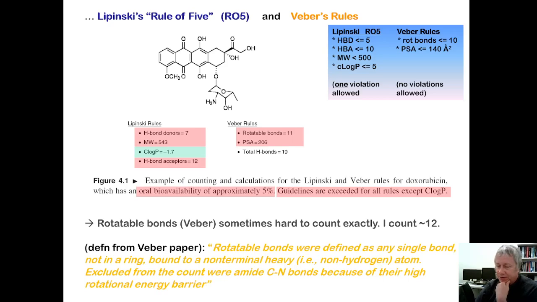They actually have a definition in the Weber paper. Rotatable bonds are defined as any single bond, not in a ring, bound to a non-terminal heavy non-hydrogen atom. So it can't be a bond connected to a hydrogen. Excluded from the count were amide CN bonds, because amide CN bonds are kind of non-rotatable. They're sort of like a double bond. There's a resonance argument for that. Okay.